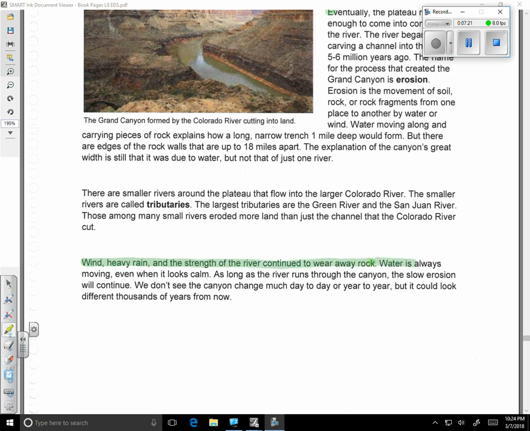Water is always moving, even when it looks calm. As long as the river runs through the canyon, the slow erosion will continue.